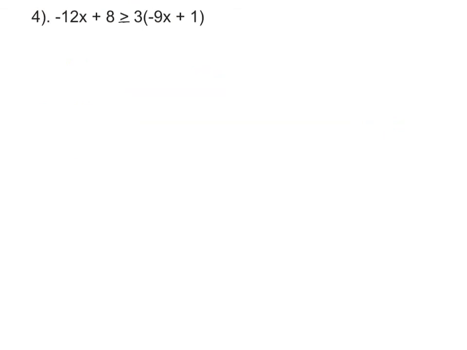So example 4, we have negative 12x plus 8 is greater than or equal to 3 times the quantity of negative 9x plus 1. So draw our line. And on the right side we have distributive property. So 3 times negative 9x is negative 27x, and 3 times 1 is positive 3. We'll bring down the left side, negative 12x plus 8. Bring down an inequality greater than or equal to.